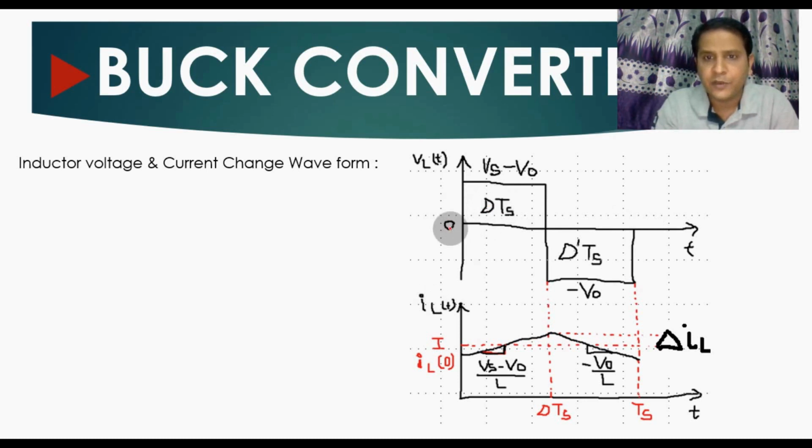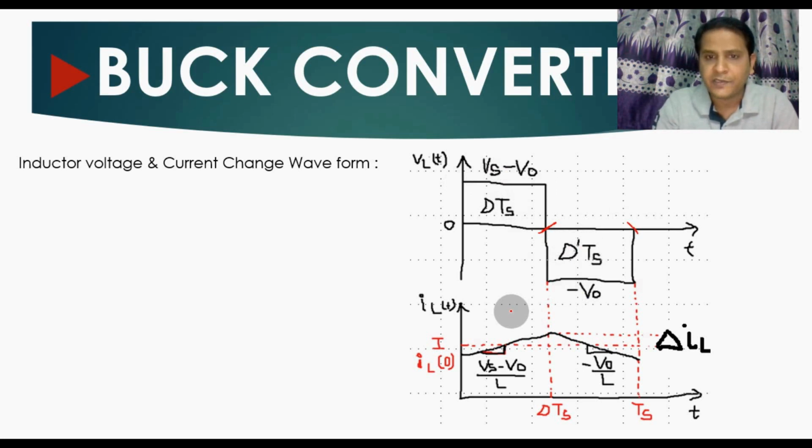So this is 0, and from 0 to here, this time period is DTs, and from DTs to here the time period is D prime Ts. D prime equals 1 minus D. So during the turn on time, or during the time of DTs, the voltage across the inductor is Vs minus Vo. That means we have some positive voltage here, and during the turn off time of the switch, or the time duration of D prime times Ts, the voltage across the inductor is minus Vo. We have already derived this.